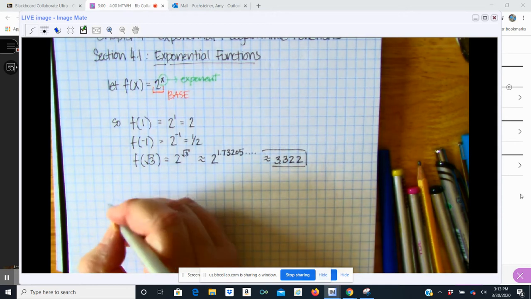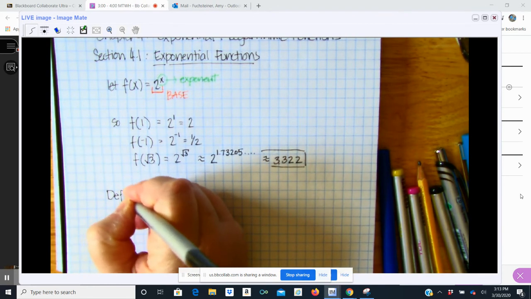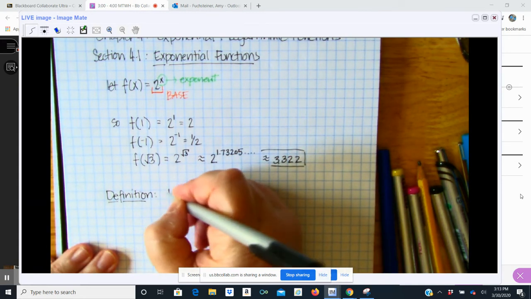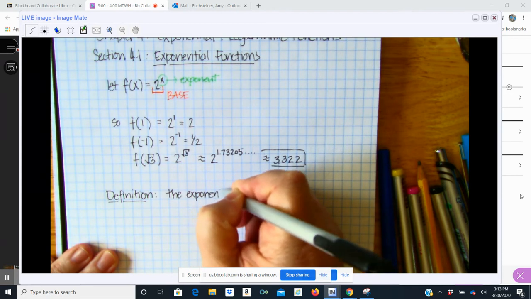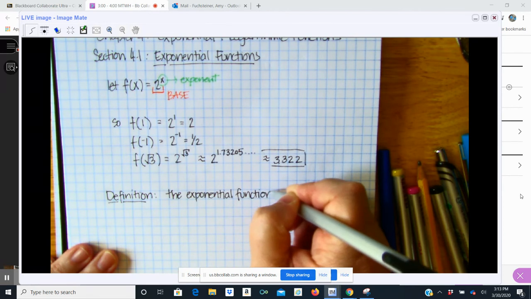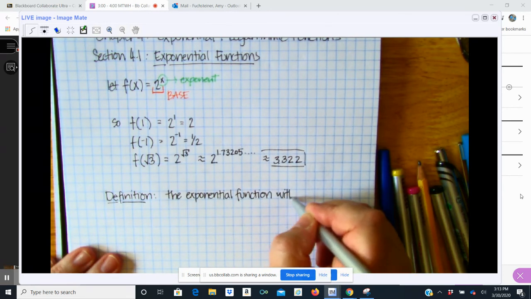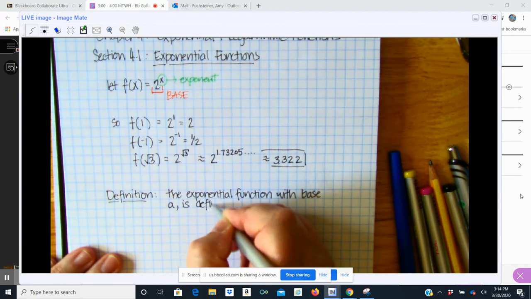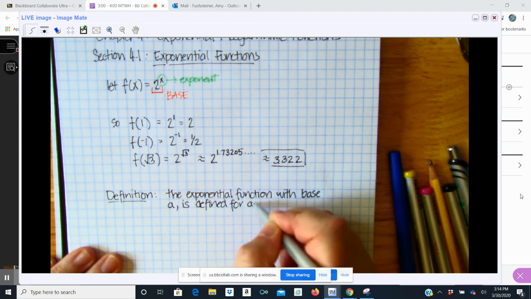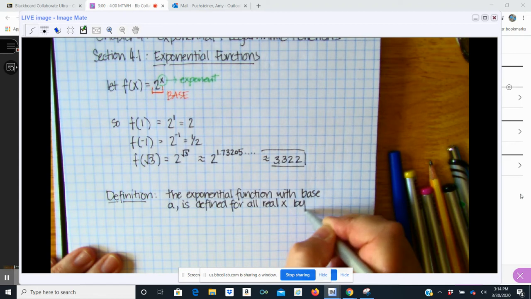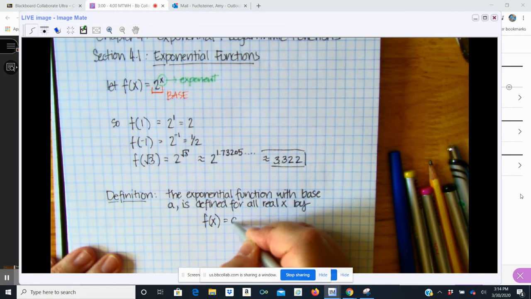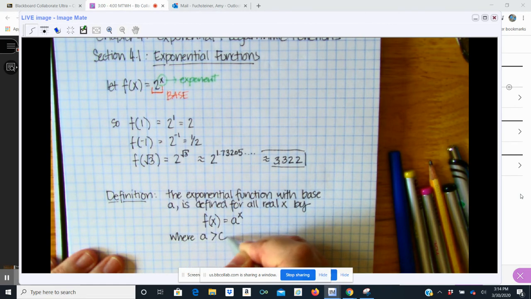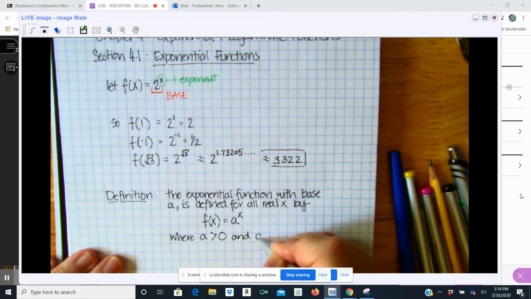Okay? Now, we can say, by definition, the exponential function with base a is defined for all real x by f of x is equal to a to the x, where a has to be greater than 0 and a cannot equal 1.